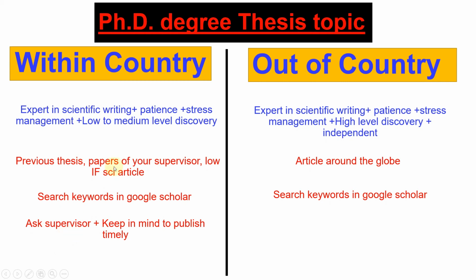If you want to select your topic for PhD, you must ask your supervisor and keep in mind to publish timely. It is recommended that once you have finished your studies, then you go for a job. Otherwise, you will spend a lot more time than normal, because sometimes it may take up to 5 to 6 years for your PhD if you do your PhD studies part time. So you should focus that your first primary objective, especially in South Asian countries, should be the PhD studies, not your job.